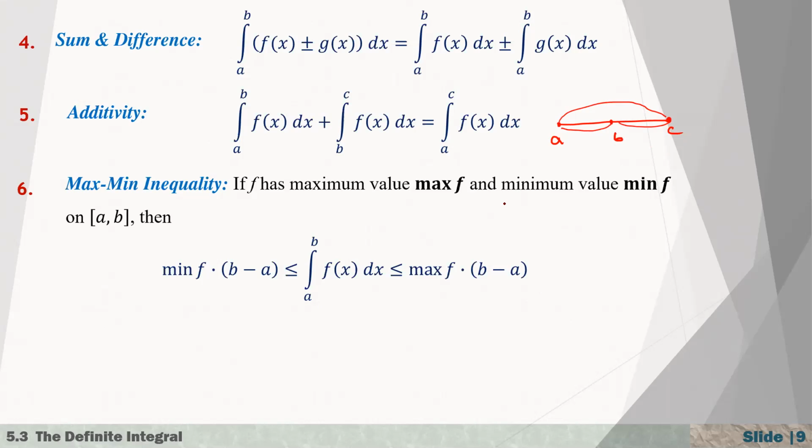And property 6, the maximum-minimum inequality. If f has a maximum value, let's say max f, and a minimum value, min f, on [a, b]. And we also know from chapter 3 that if you're given a continuous function over a closed interval, then it must have a minimum value and a maximum value. Then it says that the minimum value of f times (b minus a) is always less than or equal to this integral. Actually, if f is positive, it's just the area, and the integral is less than or equal to the maximum value of f times (b minus a).